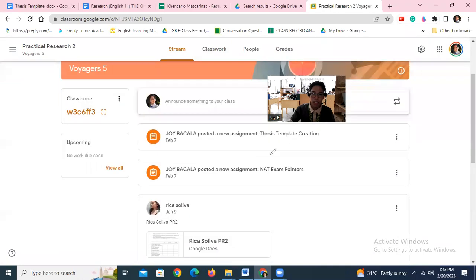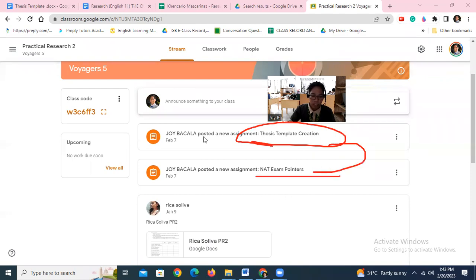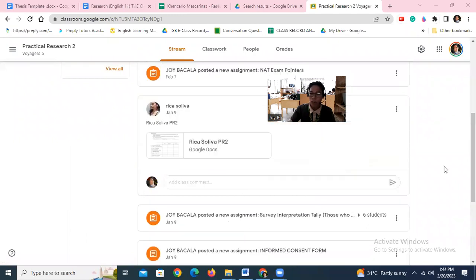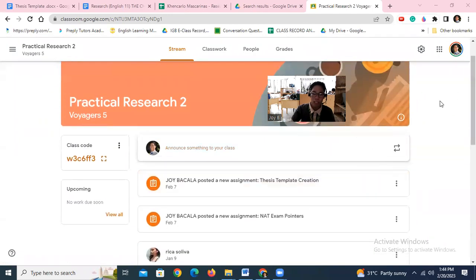Now, if you did not pass the test template creation, it means that you still don't have the grade for this part, including the exam pointers, the survey interpretation, and so on and so forth. So again, you need to fill in all the tasks given in the Google Classroom.